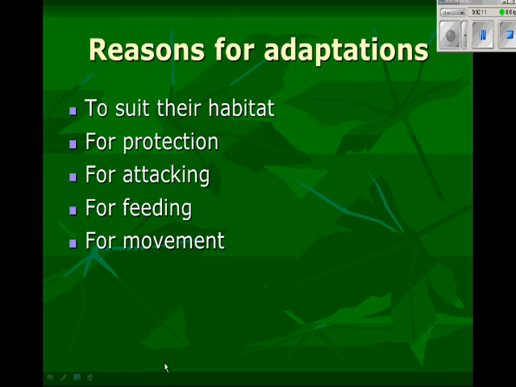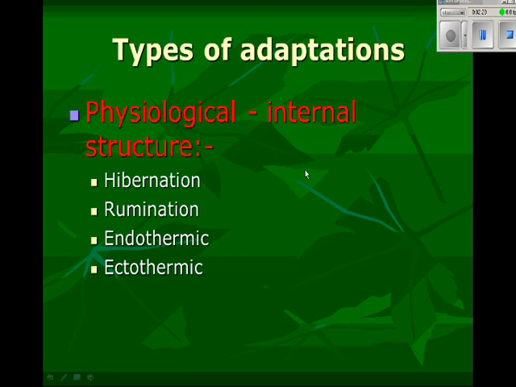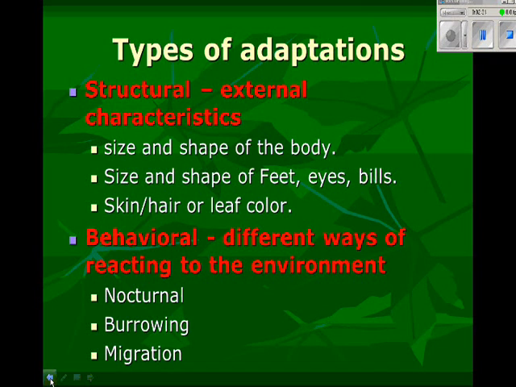Some of the reasons organisms adapt are to suit their habitat, for protection, for attacking their prey, for feeding their young, and for movement and hibernation. Types of adaptations that we're going to discuss are structural. Those are the external characteristics. Those are the size and shape of the organism's body, the size and shape of the feet, eyes, bills, skin, hair, or leaf color in plants.